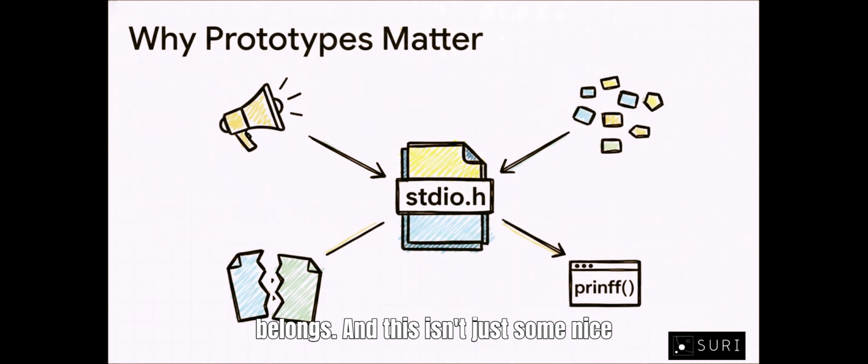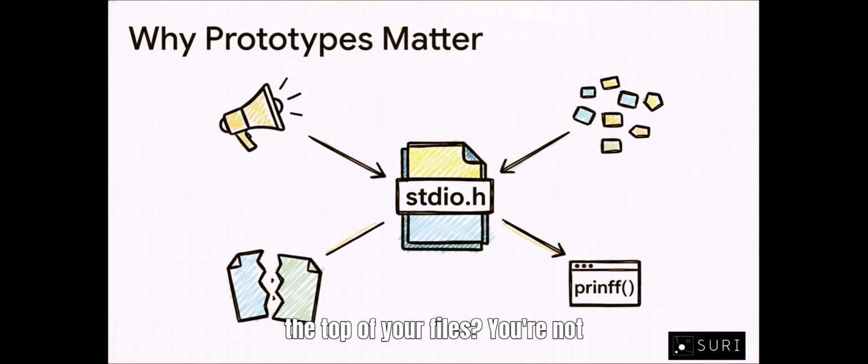And this isn't just some nice little feature, you know. Using prototypes is how professional C code is actually written. It's what lets you split your code across different files. And get this, you've been using them this whole time and probably didn't even realize it. You know that #include <stdio.h> line at the top of your files? You're not actually including the code for printf. You're including a header file that's just full of prototypes, telling your compiler what printf and all its buddies look like.